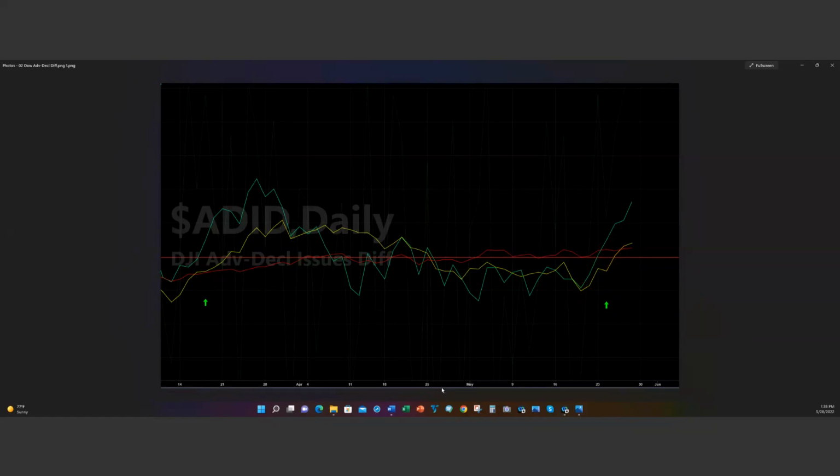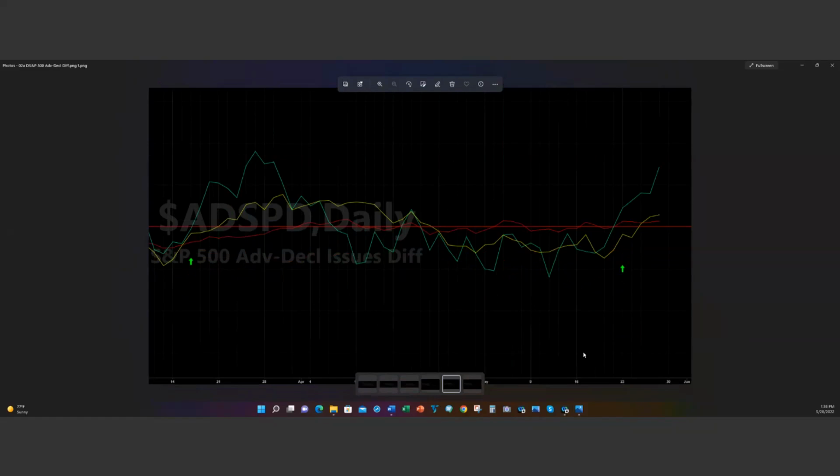This indicator has never failed us. This is our go-to breadth indicator. Every time we see this stuff, it works. Look at the Standard and Poor 500. This is the same type of chart: advance and decline issues, the differential, the invisible chart, of the Standard and Poor 500.